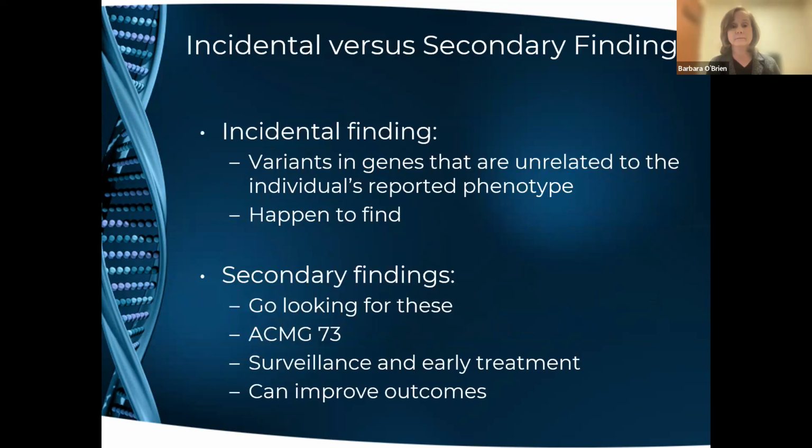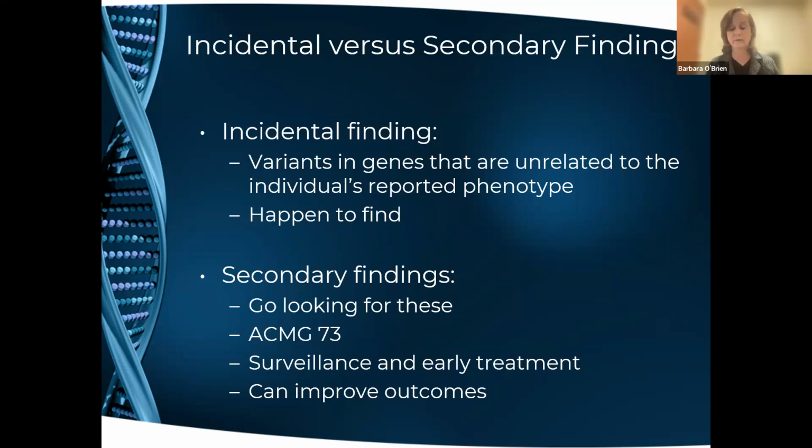Next slide. Okay, so there's incidental versus secondary findings. Incidental findings are variants in genes that are unrelated to the individual's reported phenotype. Those are just genes that you happen to find, like in Karen's case about the Charcot-Marie-Tooth disease, so unrelated to the phenotype that you find.